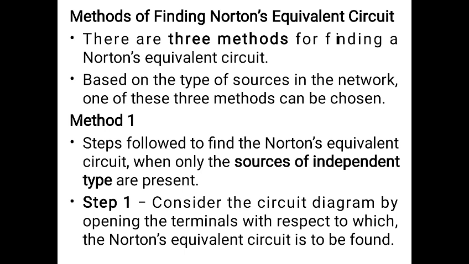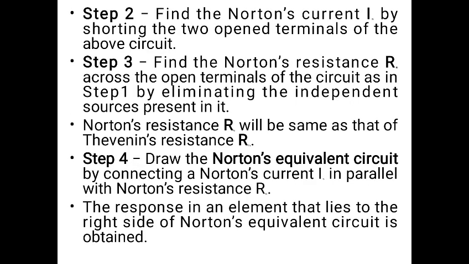Step 1. Consider the circuit diagram by opening the terminals with respect to which the Norton's equivalent circuit is to be found. Step 2. Then find the Norton's current I by shorting the two opened terminals of that circuit. Step 3. Find the Norton's resistance across the open terminals of the circuit as in step 1 by eliminating the independent sources present in it. Norton's resistance will be the same as that of Thevenin's resistance.